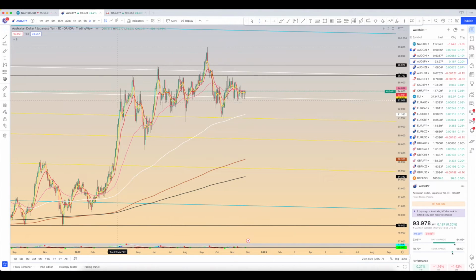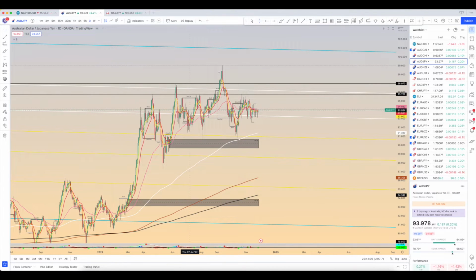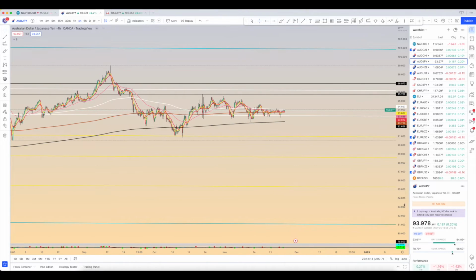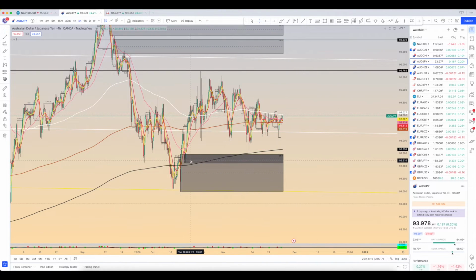AUD JPY, similar idea on the daily. It's starting to peak a little bit higher. The order block has been kind of reached right there back in August. Let's take a look at the 4-hour to see if there are any potential moves that are going to happen. So 2 order blocks actually within each other. Good potential chance for it to come down there.